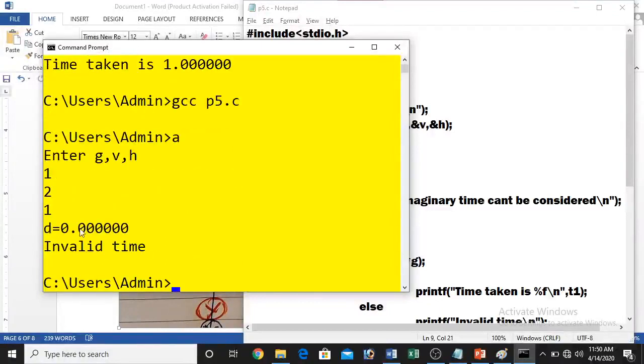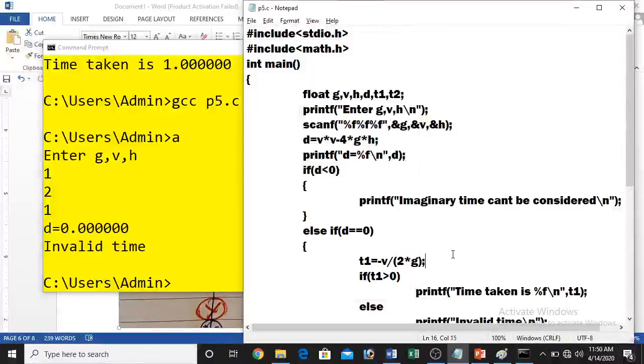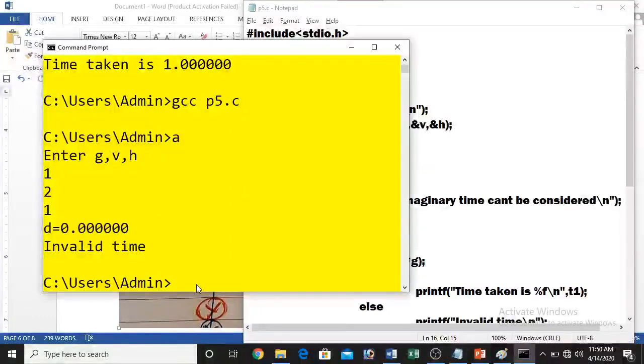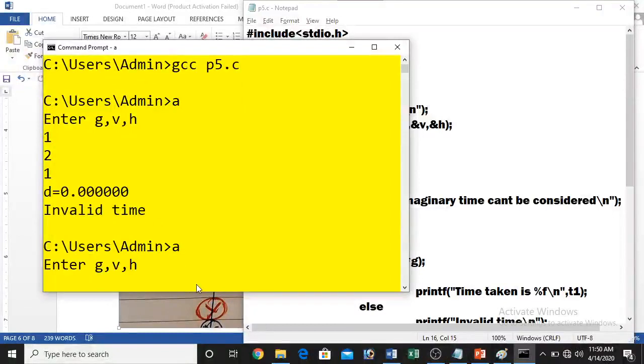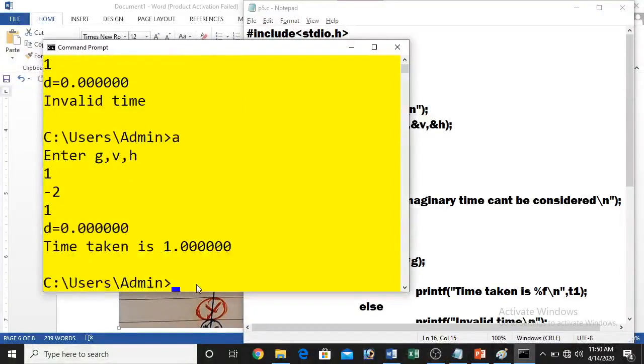So I enter 1, 2, 1. You can see that the D value is 0. D value 0 means it will go to this particular case and calculate T1. But the T1 value is -1. That is why it is not printing. But if I give 1, -2, 1, you can see that the time taken is 1. It is going to print 1, because it is positive. Similarly, let us try other options.